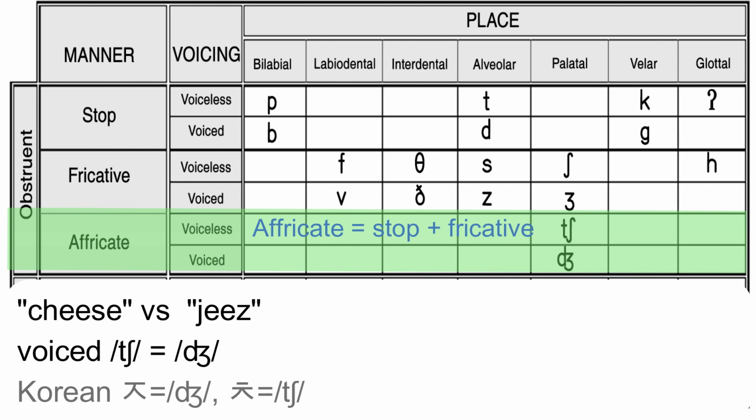Its voiced counterpart is j. Try to say the word geez. You begin with the stop d, and then release the air slowly to become a j. English has only two affricates, ch and j.